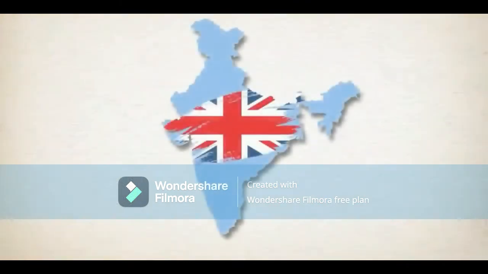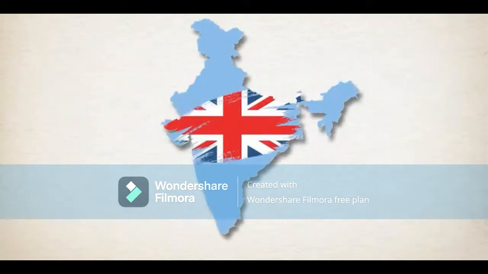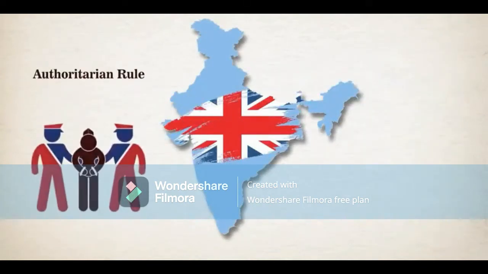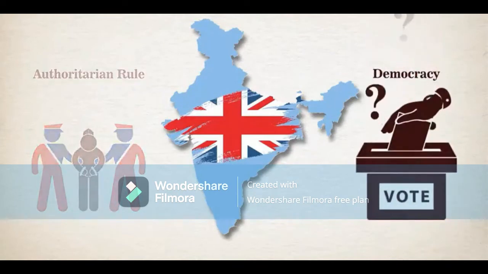During the freedom struggle, nationalists began imagining and planning what free India would be like. The long experience of authoritarian rule under the British had convinced Indians that free India should be a democracy. But how would India become a democracy?